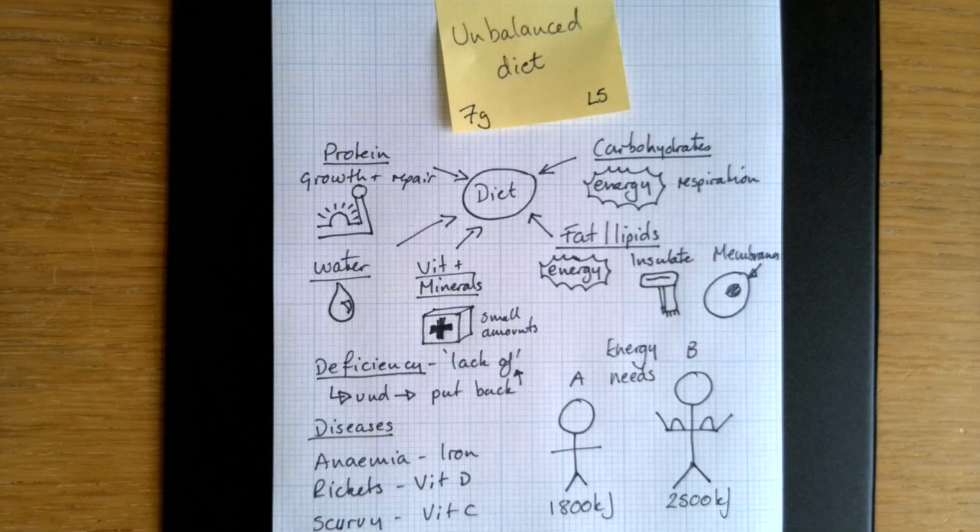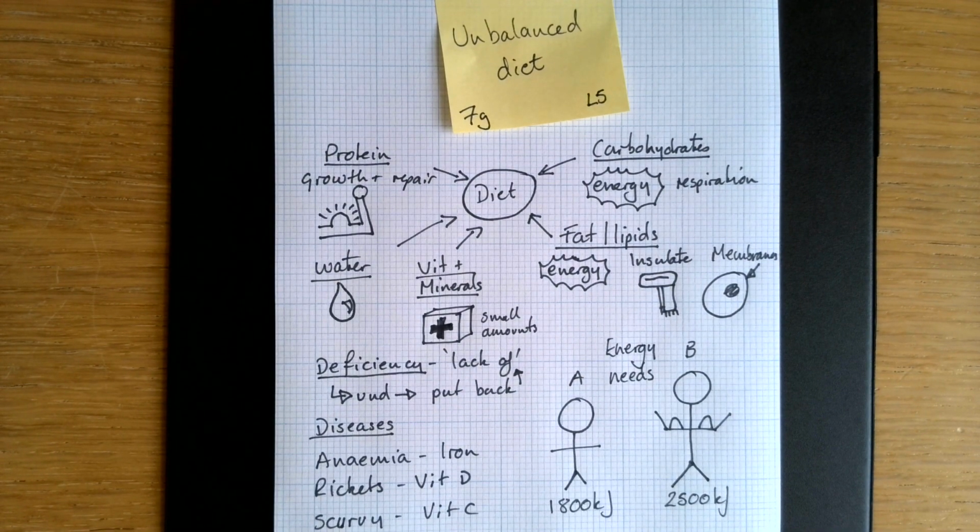And that summarises the main points in lesson 5, topic 7G, on an unbalanced diet.